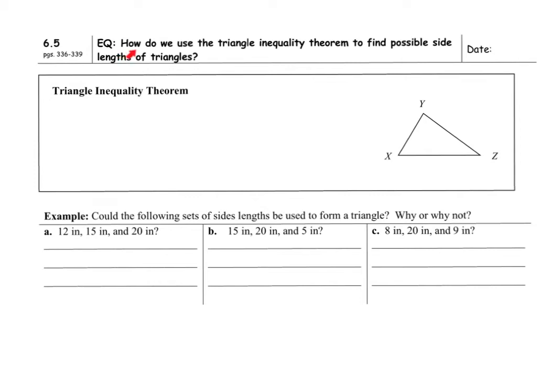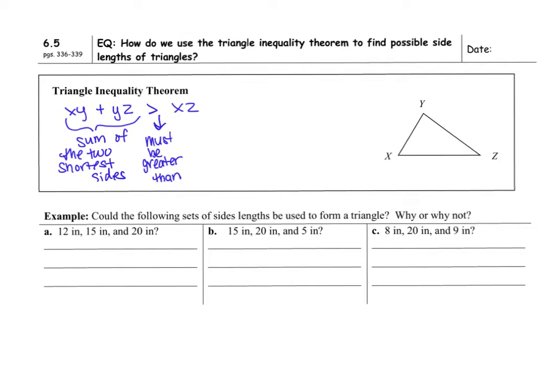Today we're going to be looking at how we can use the triangle inequality theorem to find possible side lengths of triangles. The triangle inequality theorem basically says the sum of the two shorter sides of the triangle has to be greater than the longest side. So this means that XY plus YZ has to be greater than XZ, where XY and YZ represent the shortest sides, which have to be greater than the length of the longest side.